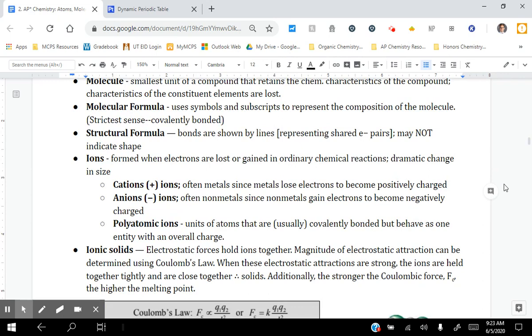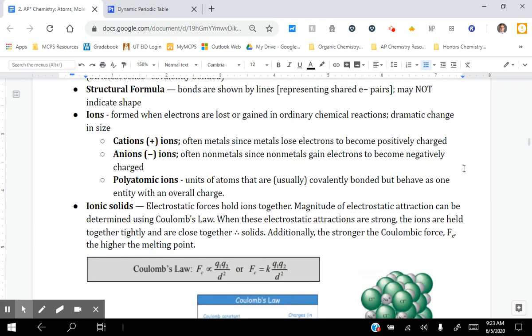Ions, we know, are formed when electrons are lost or gained in ordinary chemical reactions. We end up with a dramatic change in size when electrons are lost or gained, especially if they're lost. If we lose electrons, we're pulling them from the outermost energy level, the valence shell, and essentially we're depleting that valence shell until we get to the shell below it. As a result of removing that outer valence shell worth of electrons, you end up with fewer energy levels and thus a smaller size. If I'm gaining electrons, I'm completing an energy level, and that can also cause a change in my size.